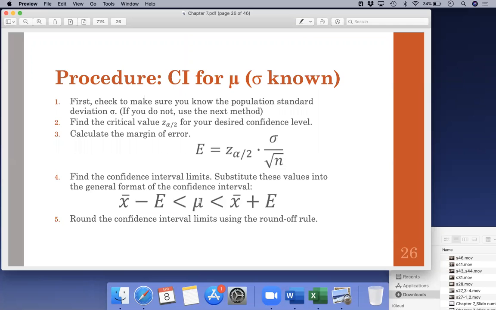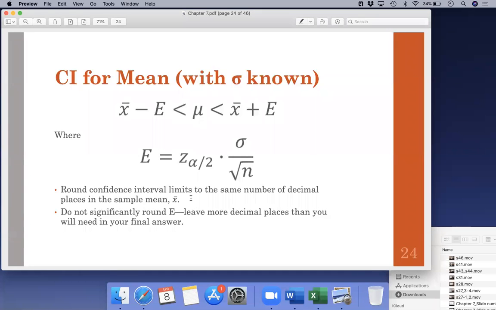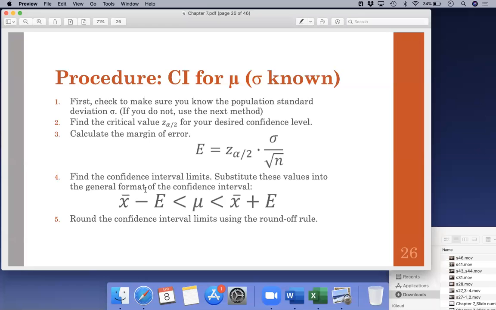The fourth step is to use this formula to find your confidence limits. The last step is to round your confidence interval limits according to the rounding off rule. I told you what our round off rule is. You have to write up to the same number of decimal places as in your sample mean x bar. So this is the procedure.